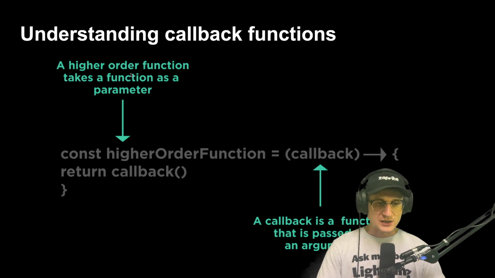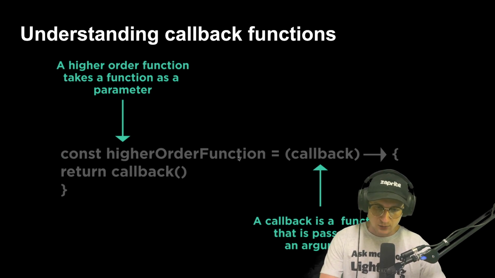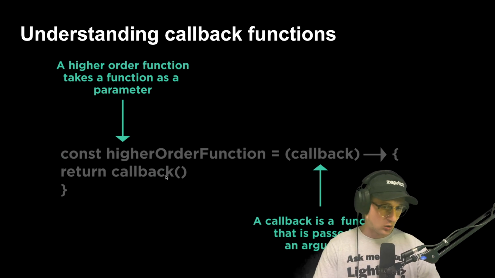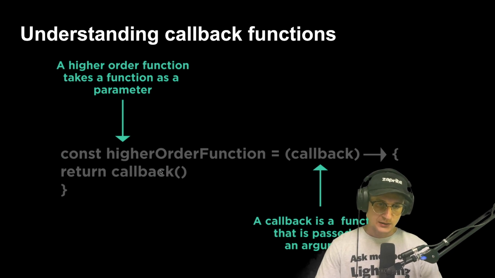So here's an example. We have a higher order function, which takes a function as a parameter. So we have const higherOrderFunction equals, and then it receives a callback. A callback is a function that is passed as an argument. And then we return that callback and we invoke it. We basically activate that code as we return it. So that's a common pattern for callbacks.